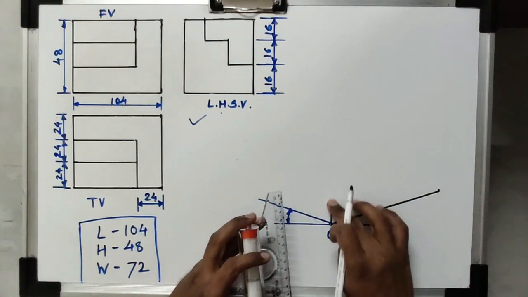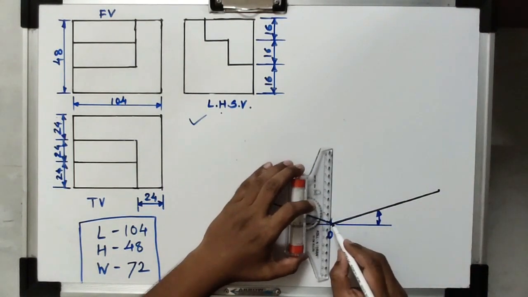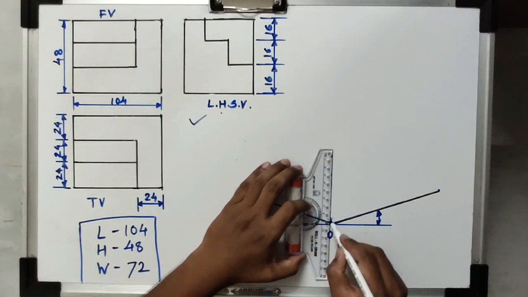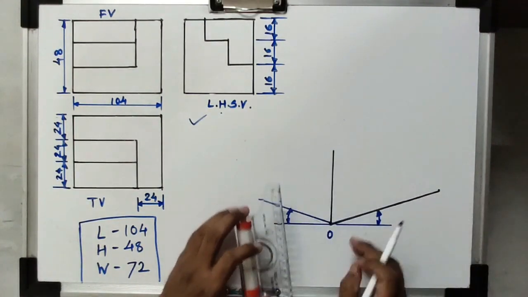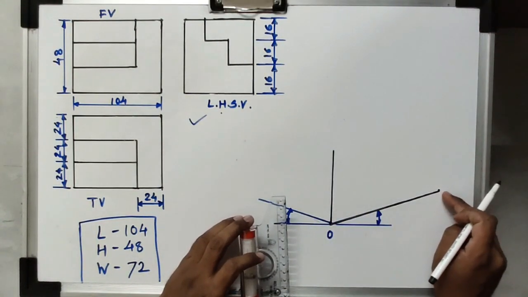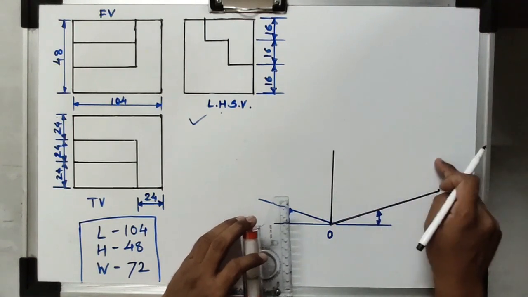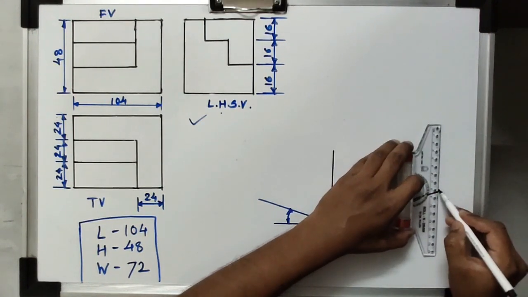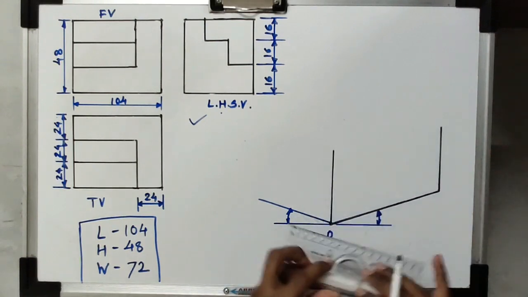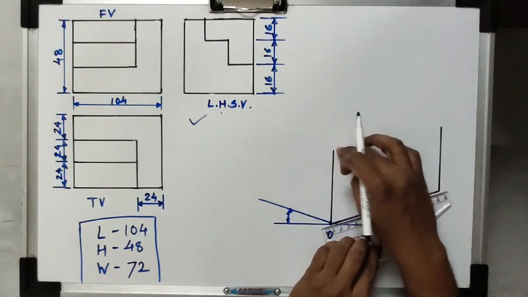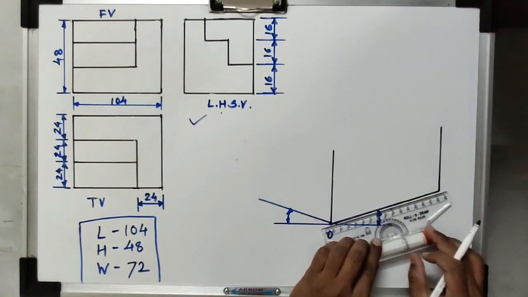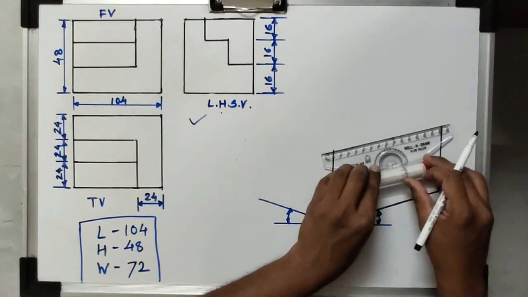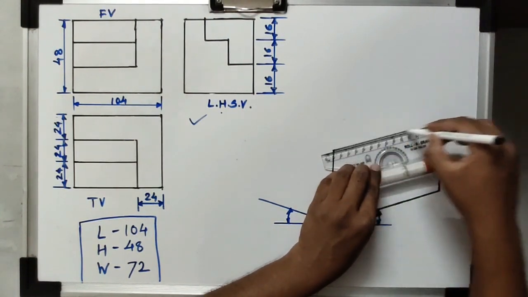The height will be 48 mm. Suppose this is the height. Then from this end point we have to draw an exact vertical line, parallel to this vertical line. Then the upper ends of these two lines we have to join with a straight line, which is exactly parallel to the right side inclination line.